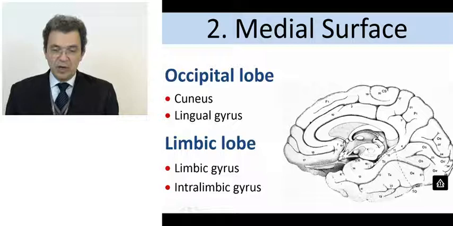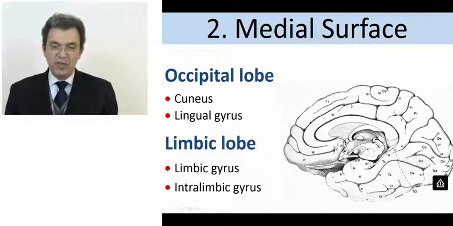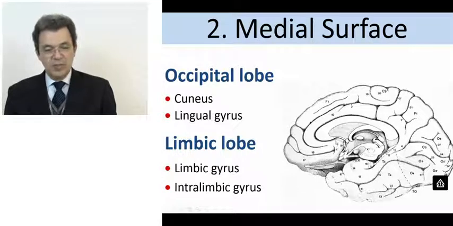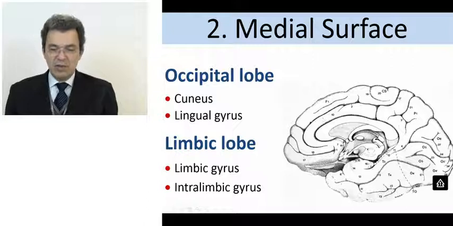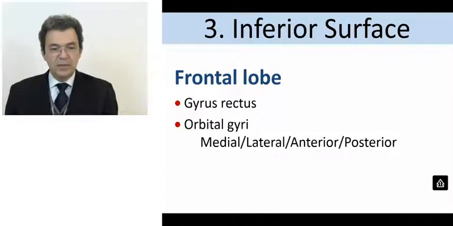Then we come to the limbic lobe, and very roughly, because this is not what we'll be speaking about this time, you have the so-called limbic gyrus, which goes around here, and then you have the intralimbic gyrus, which includes structures such as the hippocampus itself and the dentate gyrus.